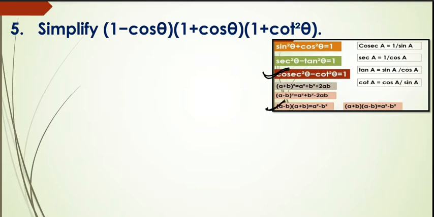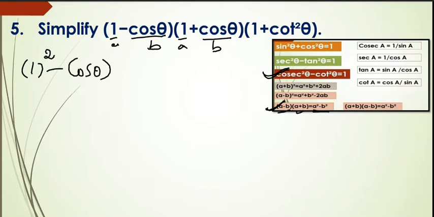Just follow that. Here a is 1, b is cos θ. So this is in the format (a − b)(a + b), so we can write a² − b². Here a means 1 squared minus b means cos θ whole squared. By multiplying these two we get this. And after that, 1 + cot² θ.